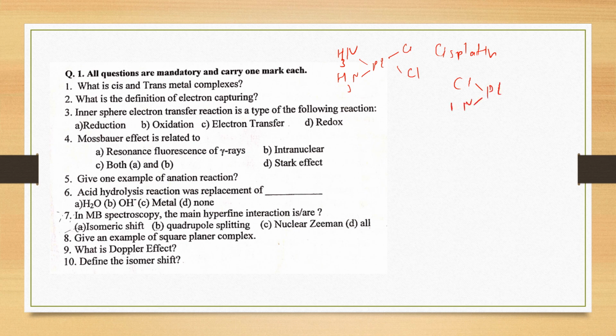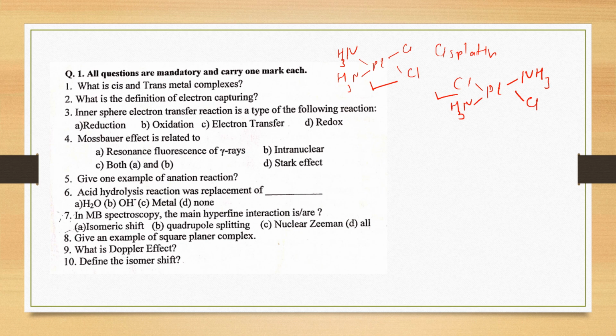For example, this: NH3, NH3, these are trans to each other. These chloro ligands are also trans to each other. So this is the trans complex. This is the cis complex.